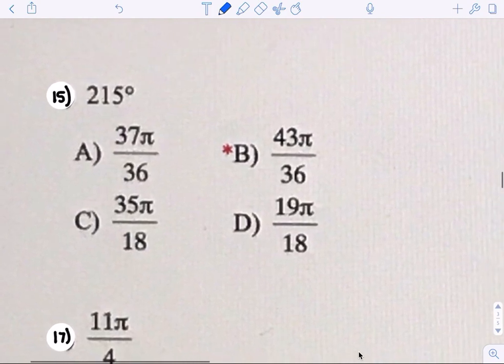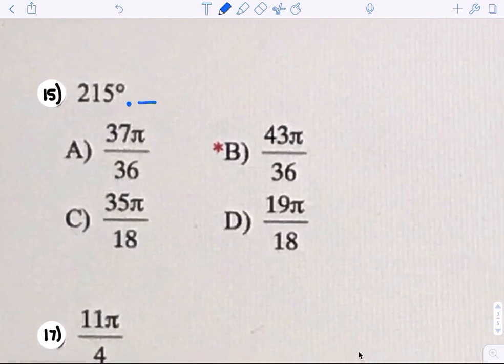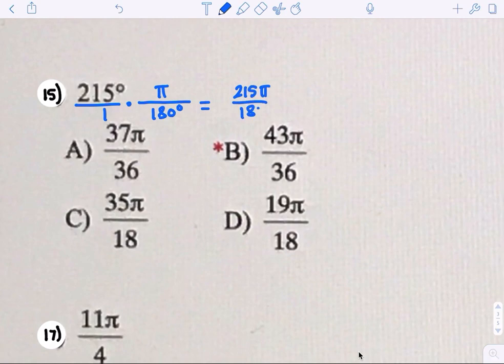15. Again, we have degrees, so we gotta get into radians. So 180 degrees on bottom and pi on top. So we got 215 pi over 180 degrees. And now let's simplify. I see that both can be divisible by 5 from top and bottom. 43 pi all over 36, and it can't be simplified anymore, so the answer is B.